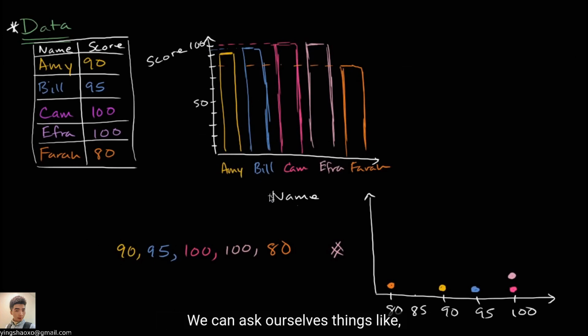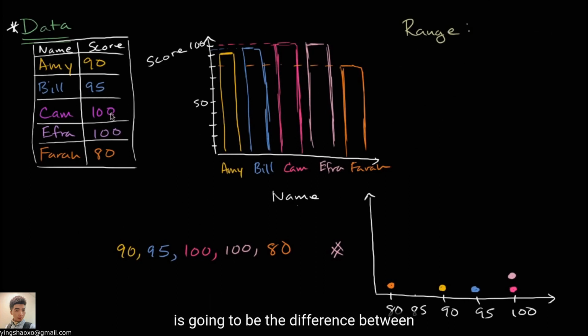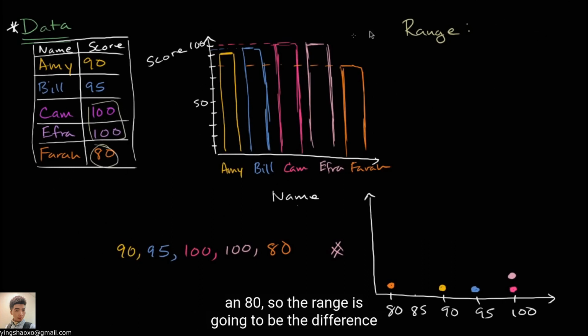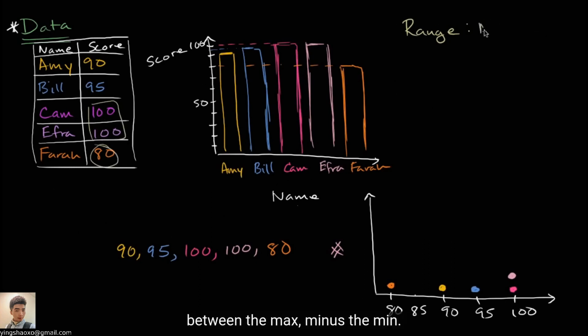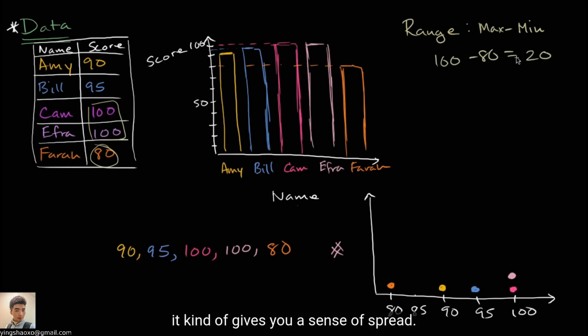We can ask ourselves things like, well, what is the range in the data? And the range is just the spread between the lowest point and the highest point. So the range in this data is going to be the difference between the highest score, which is 100, and the lowest score, which is 80. So the range is going to be the maximum score minus the minimum score. It's going to be 100 minus 80, which is equal to 20. So that gives you a sense of spread.